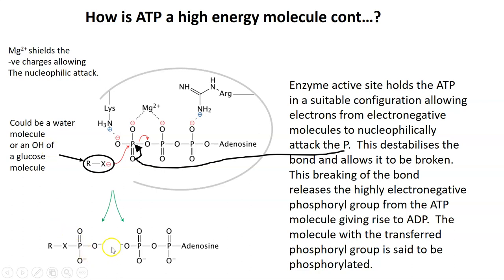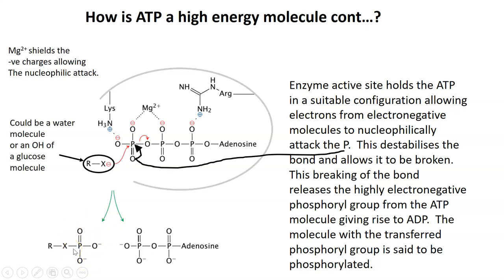Once you do that, that bond breaks, and this phosphate is then free to be bound to this molecule here. And this is what we get then: this RX here, plus the addition of the phosphate group here.